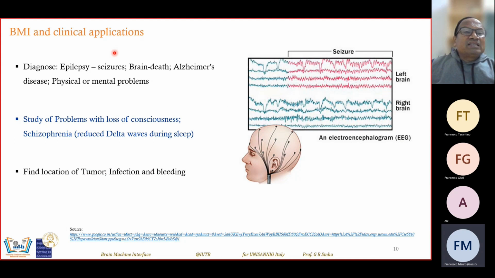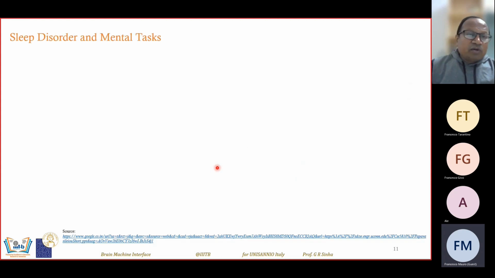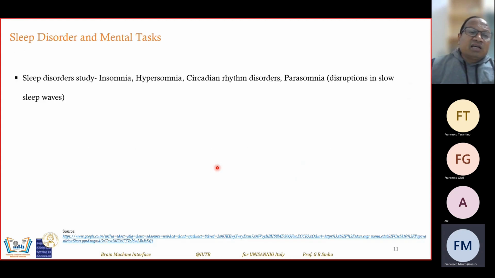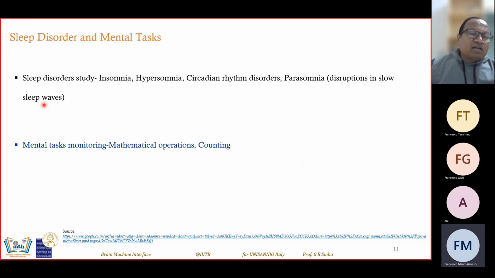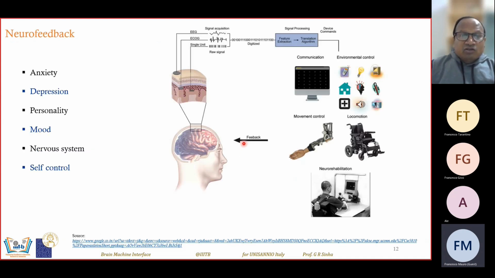In all such cases, you can send some device, a kind of small sensor inside, and you can study your brain. Sleep disorder and disability. I already explained there are different types of disorders: insomnia, hypersomnia, circadian rhythm disorder, parasomnia. This is nothing but disruption in slow sleep waves. So there are different types of sleep disorders, and there are mental tasks which need to be monitored by using mathematical operations and counting.